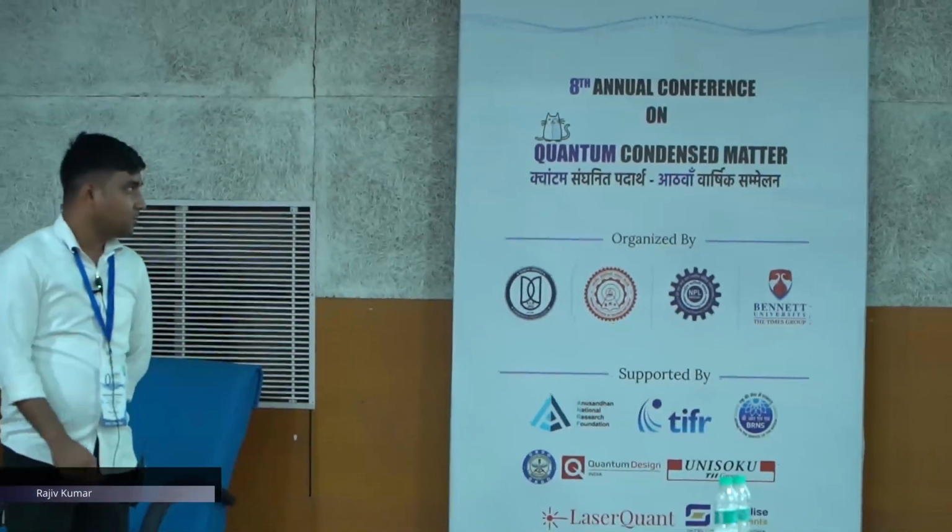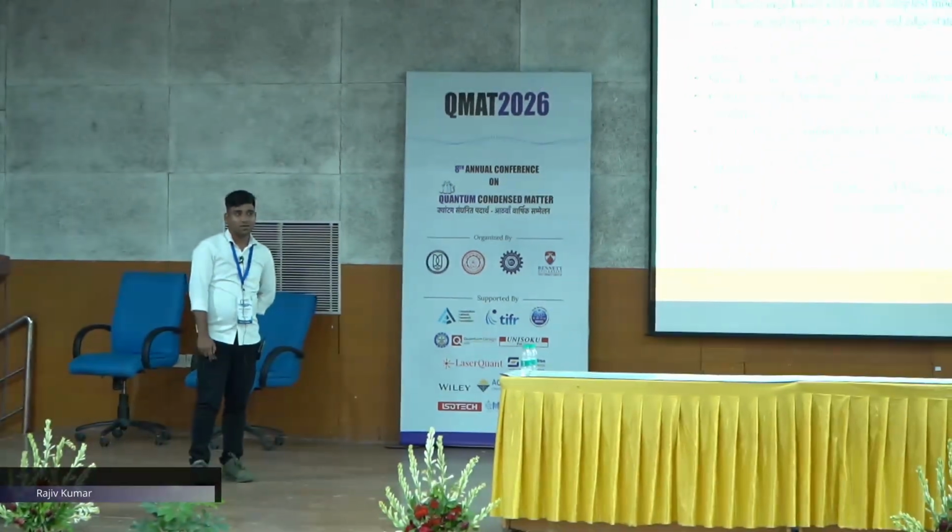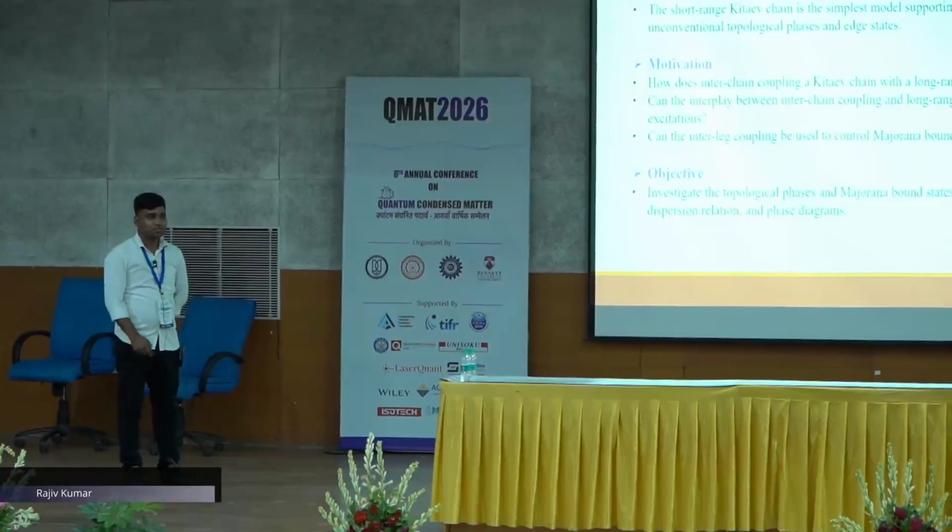The motivation of this work is to study the topological system and how the topological phase varies, including the hybridization between the nearest-neighbor interacting Kitaev chain and the long-range Kitaev chain. The objective of this model is to study the energy spectra, dispersion relation, and the phase diagram, and we confirm the topological region and the trivial region.